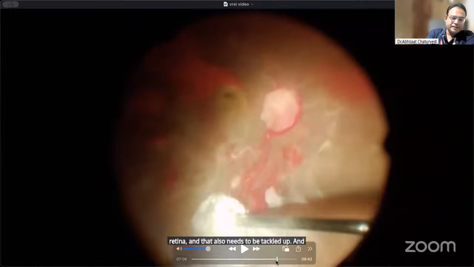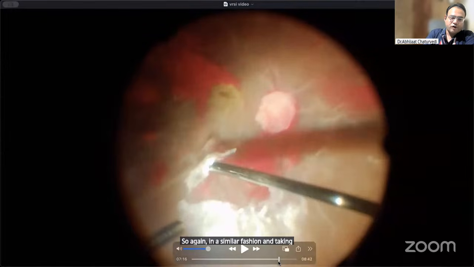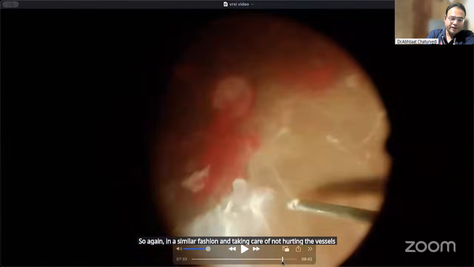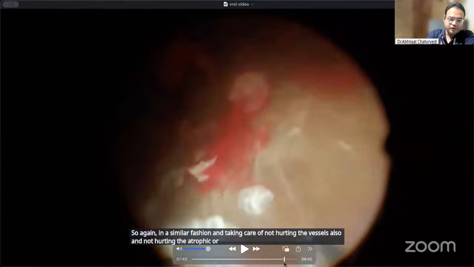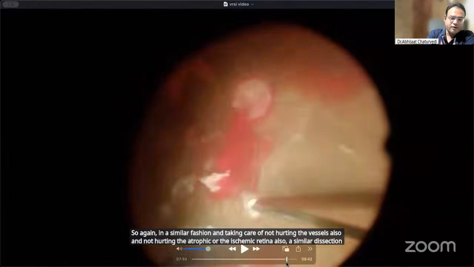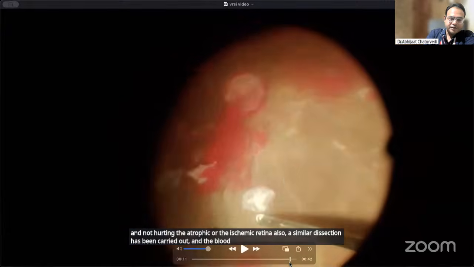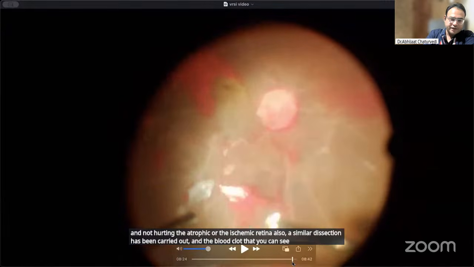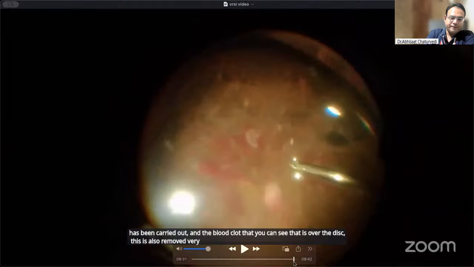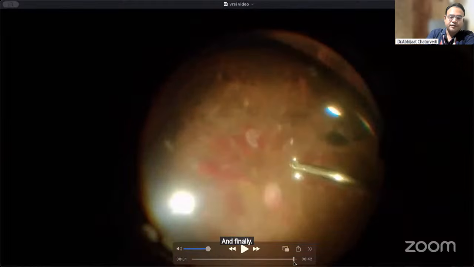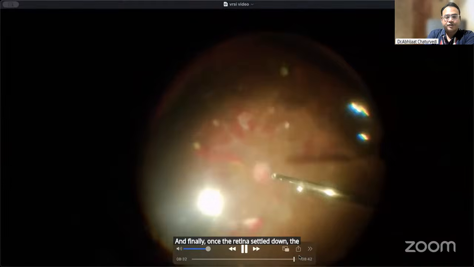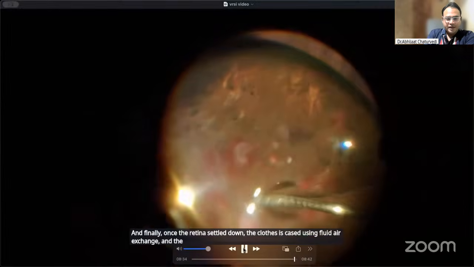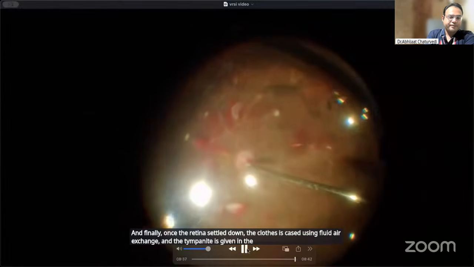So again, in a similar fashion, and taking care of not hurting the vessels and not hurting the atrophic or the ischemic retina, a similar dissection has been carried out. And the blood clot that you can see over the disc is also removed very carefully. And finally, once the retina settles down, the case is closed using fluid-air exchange, and the tamponade is given in the form of air. Thank you so much.